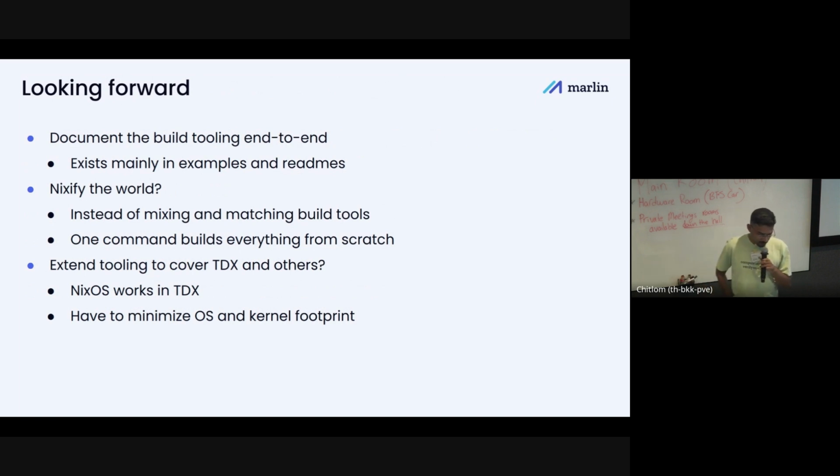Something that I wanted to look into is whether we could just Nixify everything instead of trying to mix and match Nix and Docker and this and that for reproducible builds, right? The good thing is that you basically run one Nix command and it builds everything for you from scratch. You don't have to install dependencies or anything, right? And the reason why we even went that route was that it seems possible to extend it to cover other enclave flavors as well. For example, we just got NixOS to work in TDX. It's something we'll release after we minimize the OS and kernel footprint.